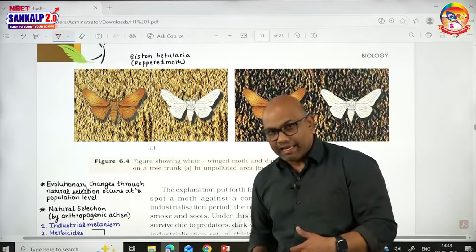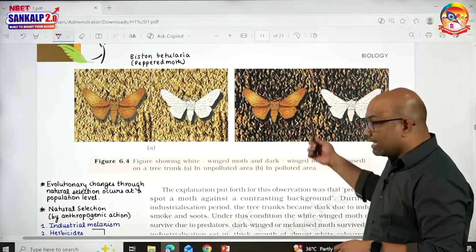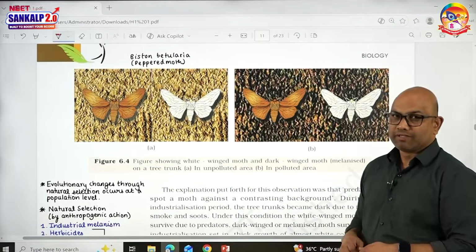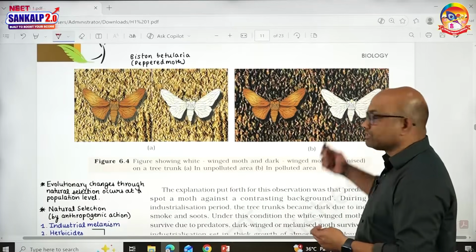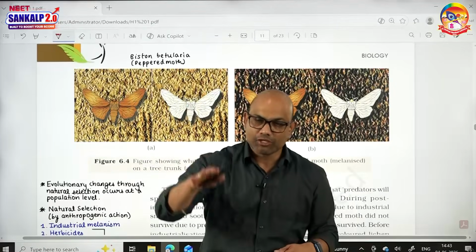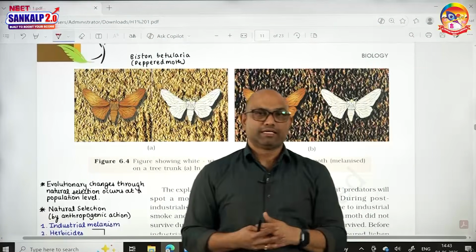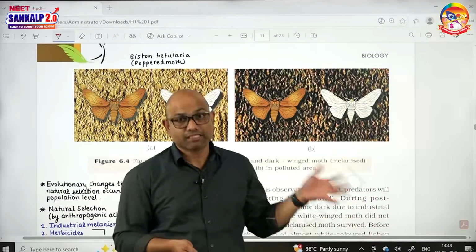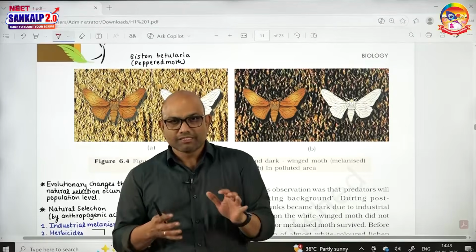So, due to the killing of lichens and the scattering of all these materials over the bark, the color of the background changed to dark. Against a dark background, dark moths are not visible, but light colored moths are visible. Then birds started preying on light colored moths, so their number decreased and the number of dark colored moths increased. In the first case, nature selected the light winged moths. In the second case, nature selected dark winged moths. This is the best example.